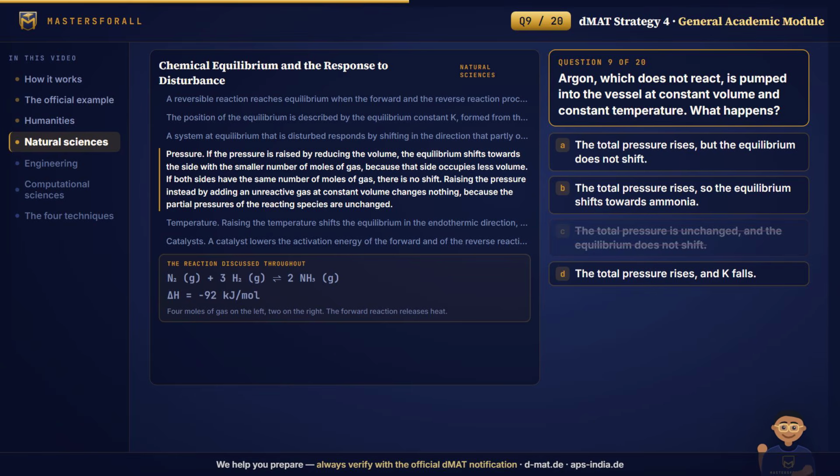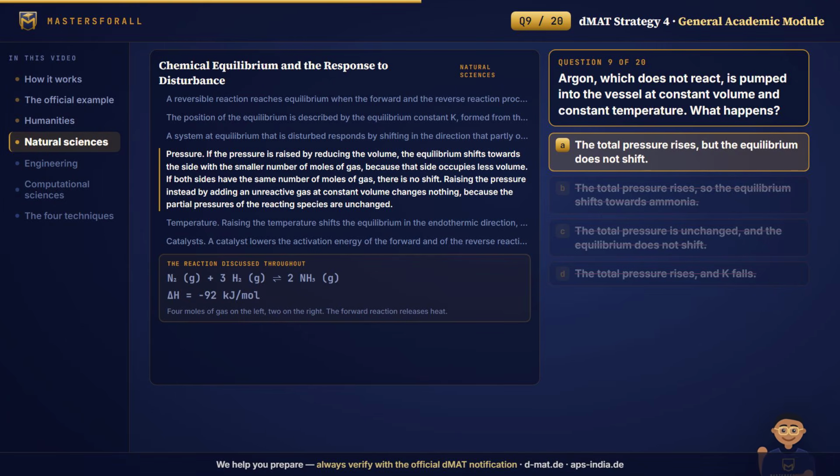The easy half is the total pressure, and it needs no chemistry. Gas has been added to a container that cannot expand, so the pressure must rise. Option C dies on that alone. Now, the second half, and this is the sentence I told you to mark, the last one in the pressure paragraph. The partial pressures of the reacting species are unchanged. Argon takes part in nothing. The nitrogen is still at the pressure it was, and so are the others. And with temperature constant, K cannot move either, which kills option D. The reaction cannot tell anything happened, no shift. Option A. Option B is the trap in one line. It assumes the equilibrium responds to total pressure. It responds to the pressures of the species taking part.